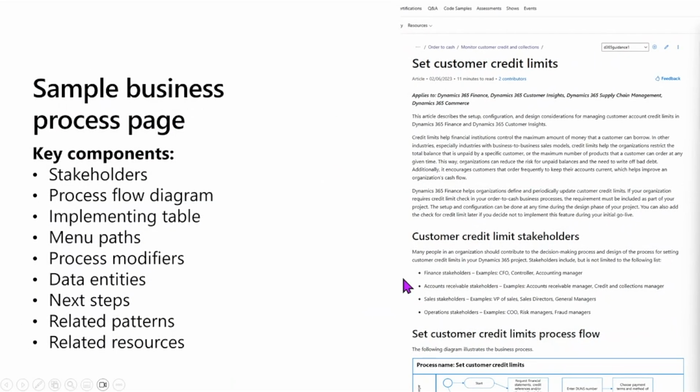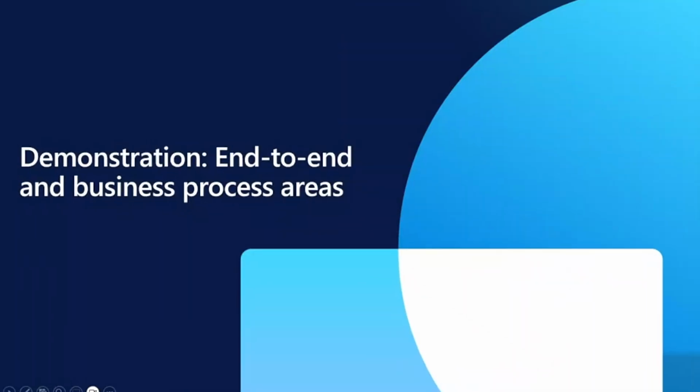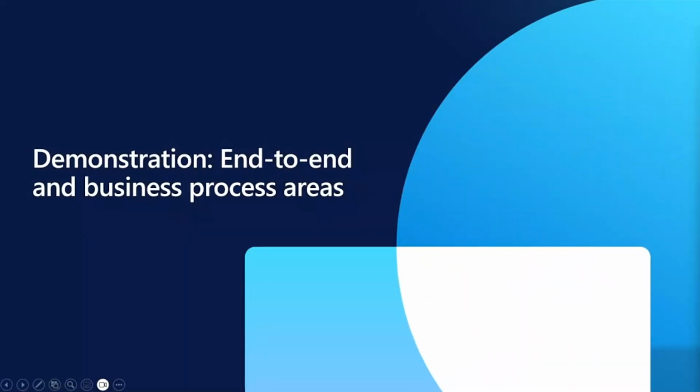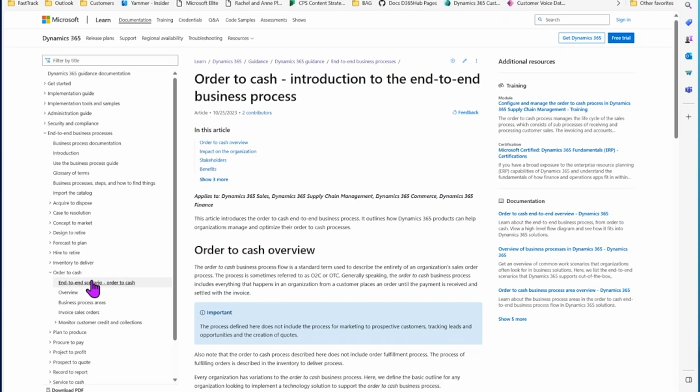The business process pages are where we can find the details of a specific business process. So what I want to do is switch over and do a quick demonstration on the site of these pages, so you can be familiar with how they're structured and where you can find information. So I'm here on the order to cash end-to-end introduction page. All articles on the Learn site have a table of contents at the top where you can jump down to a specific section.